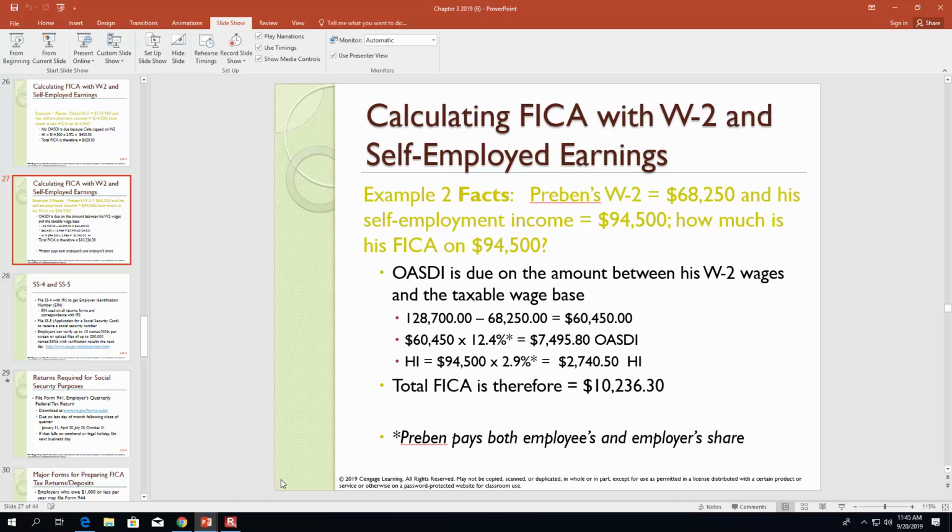I'm guessing what you did, Alex, I saw the number in your calculator, is you calculated how much over the cap you went. I don't care. I don't care that he went 34 grand over the cap. I care about how much is he paying tax between what he's already paid on the W-2 and the cap. So he pays 12.4 of that, and then he pays on the 94.5. Obviously, he pays both shares of HI on that.